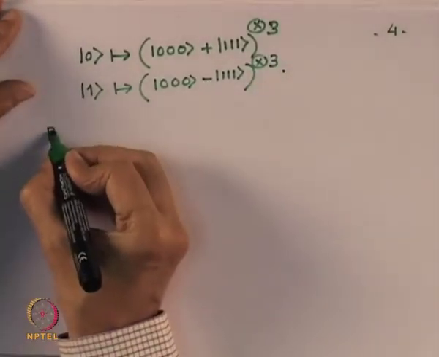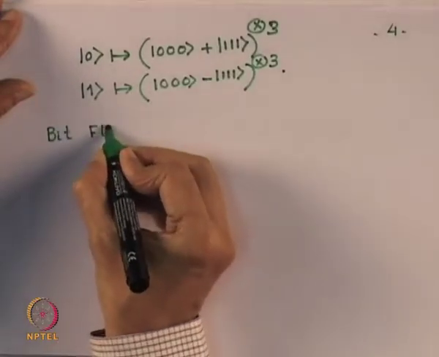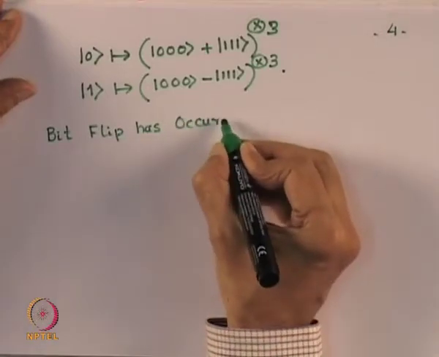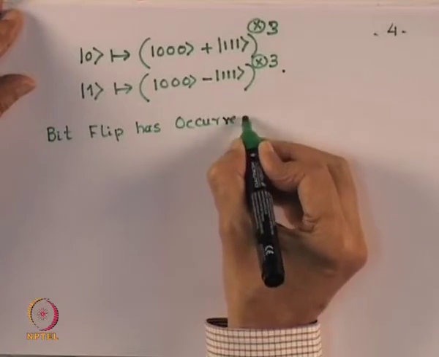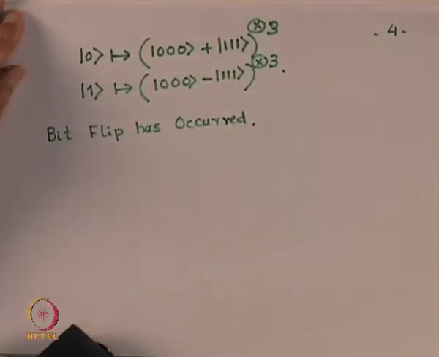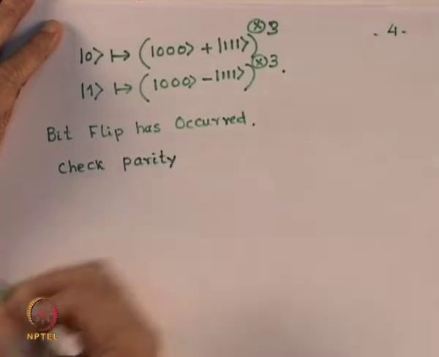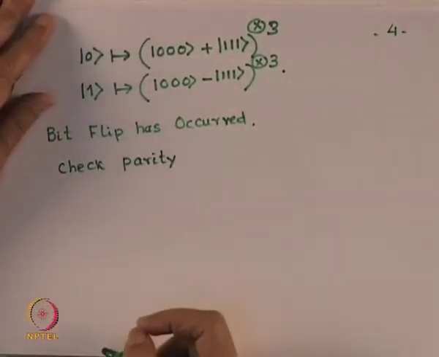Supposing a bit flip has occurred. How do you take care of a bit flip? How do we check first on which bit the error has occurred? Remember, I worked it out for qubit number 1. But on the other hand, how did I know to begin with that the error actually has happened there? And the way to do it is this, that I want to check parity. I want to check parity in the following way.